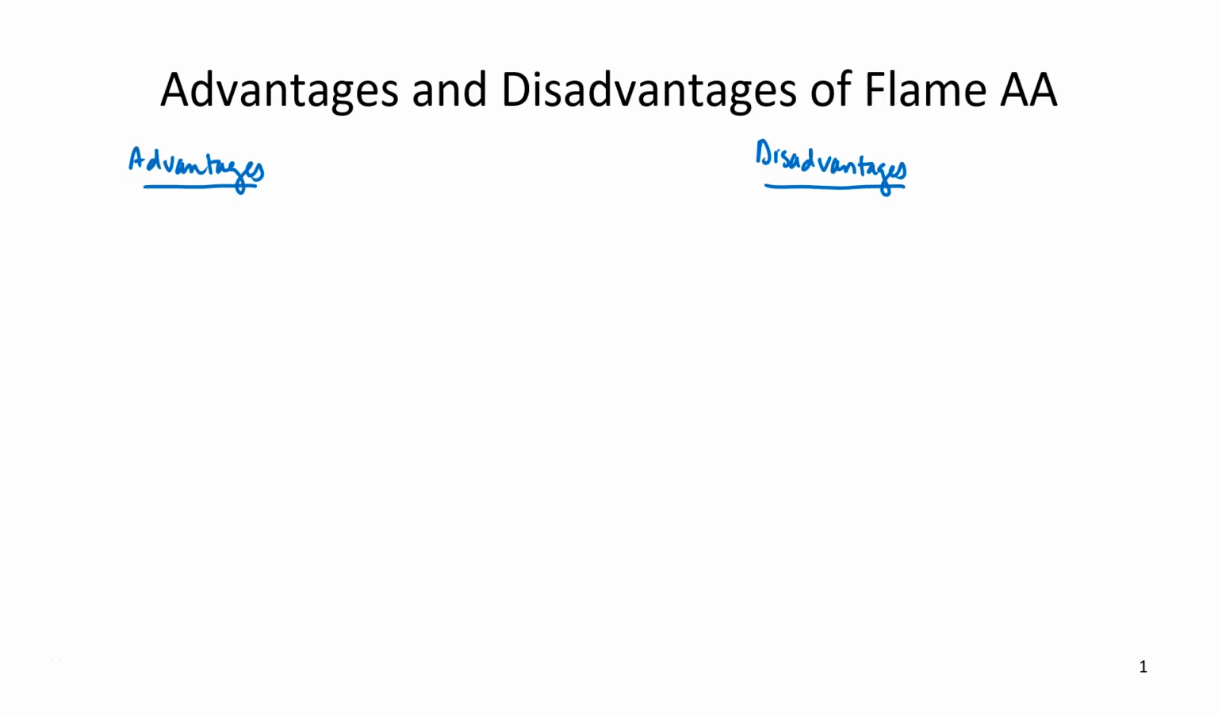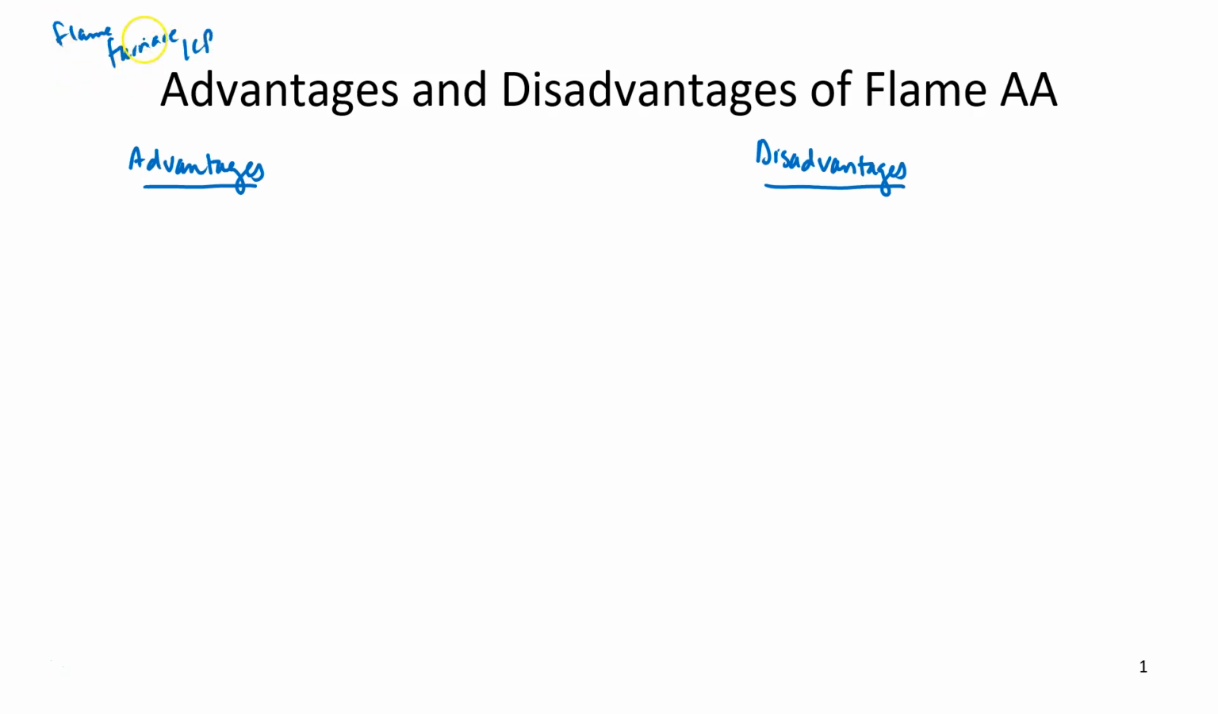Hi everyone. We're going to finish up the Flame AA by listing some advantages and disadvantages. And this is always going to be in the context of the three instruments that we're talking about for atomic spectroscopy. Remember, that's the flame. We're just going to say one thing about the furnace and the ICP.